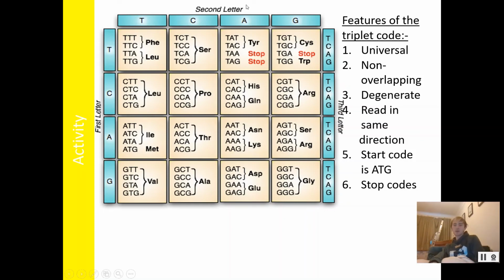Now the ones you absolutely need to know are degenerate and universal. They come up a lot because people forget what they mean. Universal means everything has the same code, all organisms. Degenerate means there's more than one code for each amino acid.